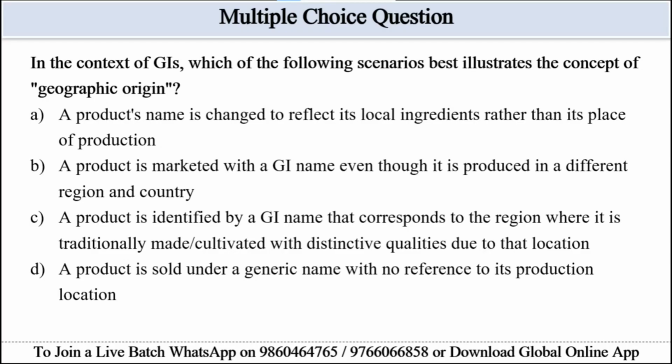Hence option C, a product is identified by a GI name that corresponds to the region where it is traditionally made or cultivated with distinctive qualities due to that location, is correct because GI corresponds to the region where traditional production occurs and qualities are due to that place. Hence option C will be the correct answer here. Let's move to the next question.